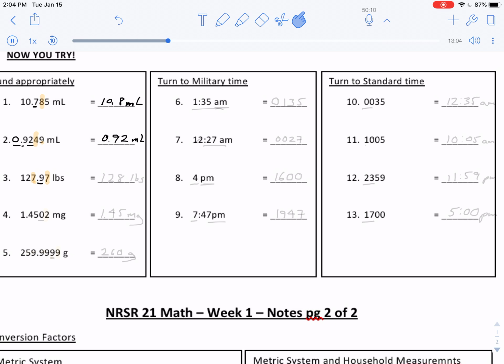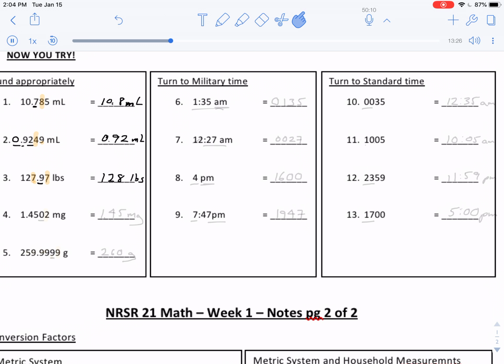So my new number is going to be 128.0. Should I write that 0.0? Heck no. Let's go. Right, oops, my eraser took away the 8. So we want to make it 128 pounds, even. All right, no trailing zeros.